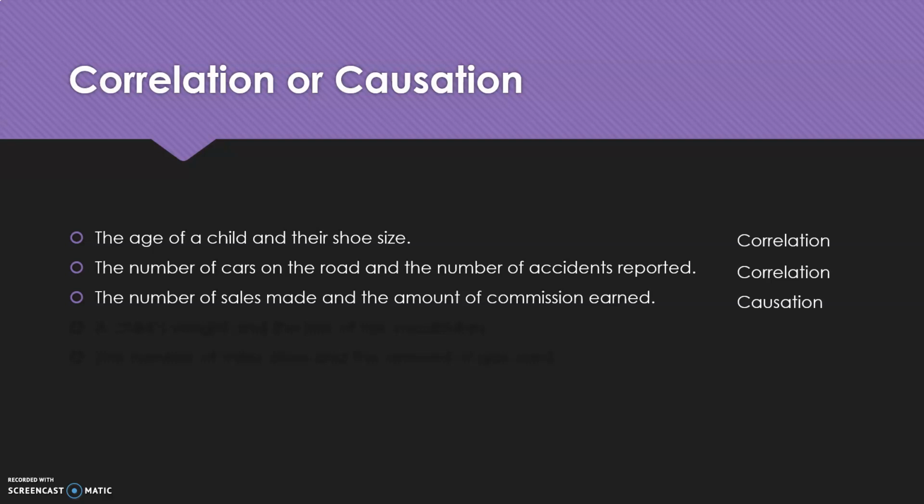I hope you can see the difference between this one and the two previous ones, where this is a causation. A child's weight and the size of her vocabulary. Is it correlation or is it causation? Again, this is a correlation. There's a relationship there, typically as a child gets older, they're going to weigh more and their vocabulary may be larger. But a child's weight does not make a difference on what kind of vocabulary they have. So that's a correlation.